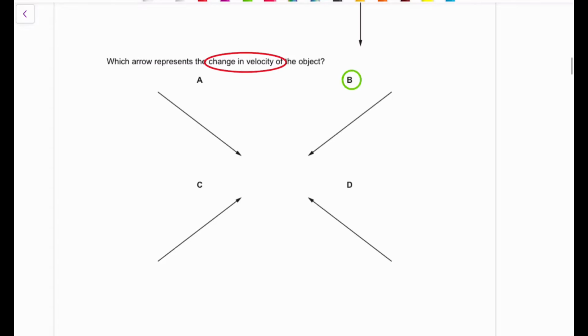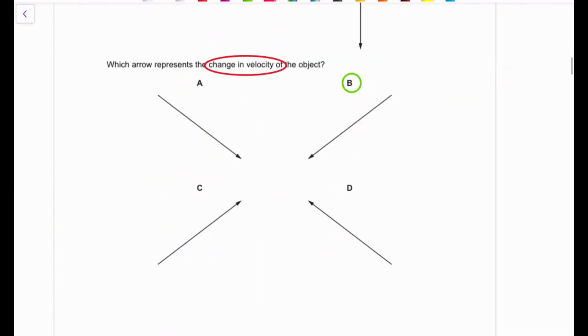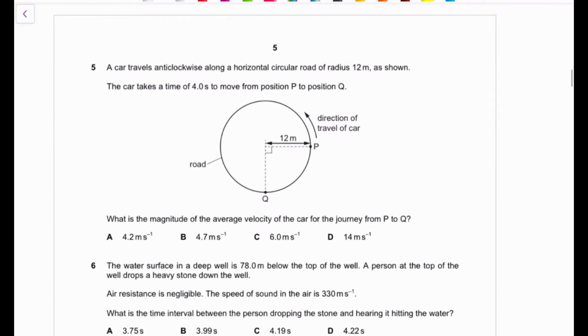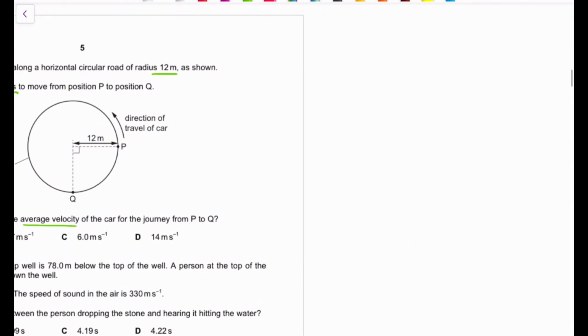Very important, right? So the keyword here, which was quite tricky, was the change in velocity. You're not going to add this unless you have a negative u, negative initial, okay? Very important. A car travels anti-clockwise along a horizontal circular road of radius 12 meters. As shown, the car takes a time of 4.0 seconds to move from position P to position Q. What is the magnitude of the average velocity of the car from P to Q?